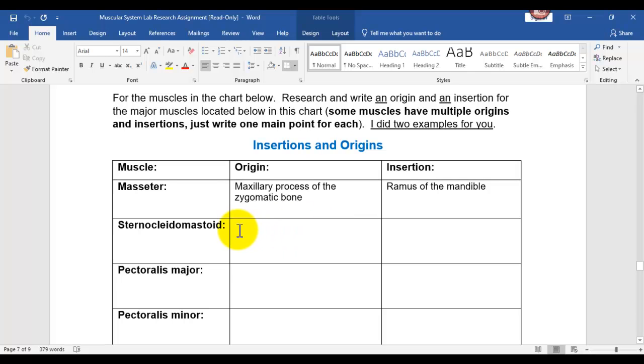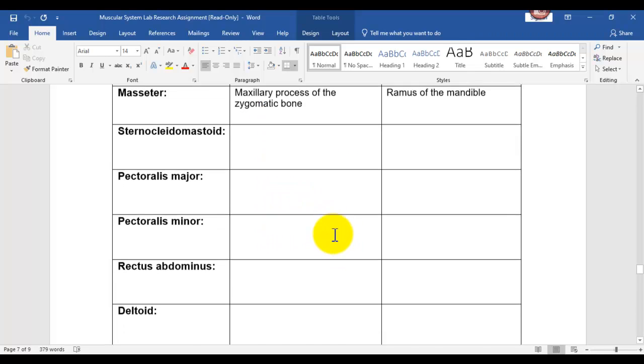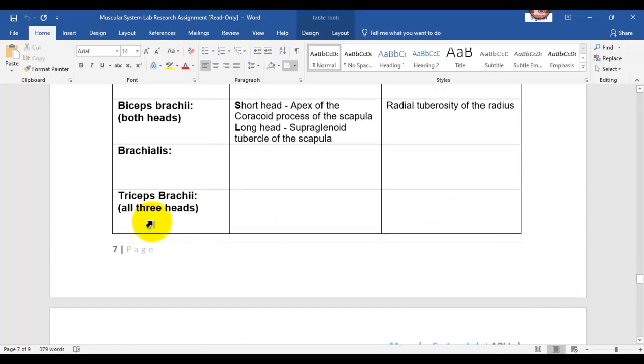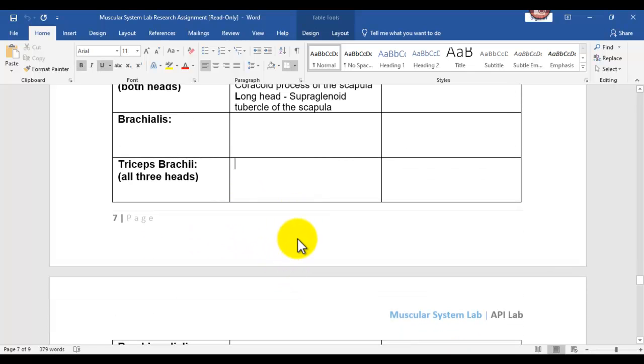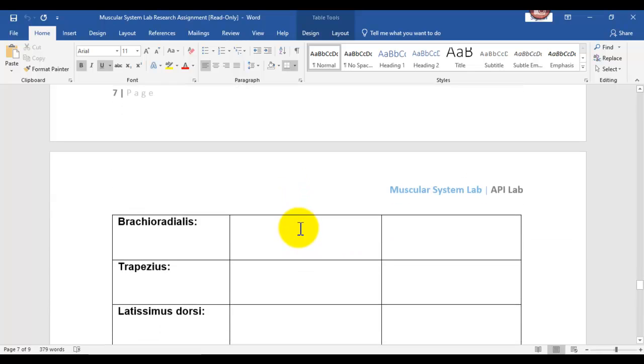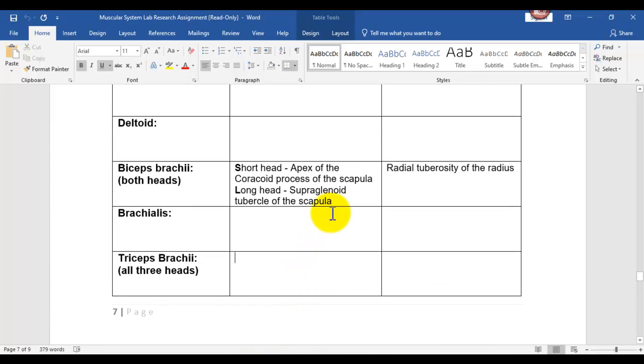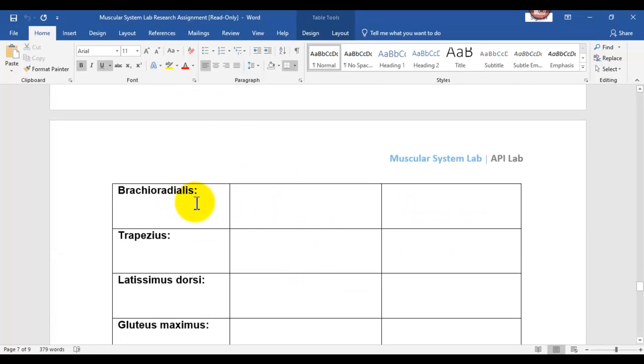Some of these have multiple origin points. Just pick one that looks like a major origin point and then write that in here. Triceps, do all 3 heads. So right there in that blank, you're going to write all 3 heads. That one probably should be... And look, you can make the font smaller, make it fit in that box.